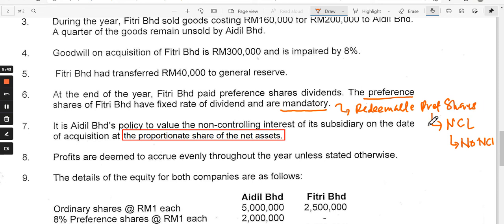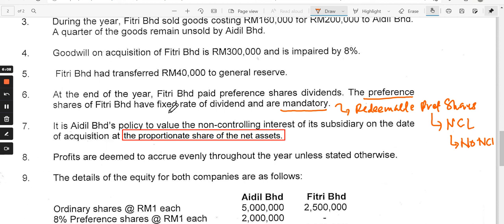And I put a note here: if it's a redeemable preference share, that is a non-current liability, which is similar to the non-current liabilities like debentures. So therefore, there is no non-controlling interest. Remember, we are trying to find out what is the non-controlling interest brought forward. However, if this is not a redeemable preference share, then you will have a share of the non-controlling interest.